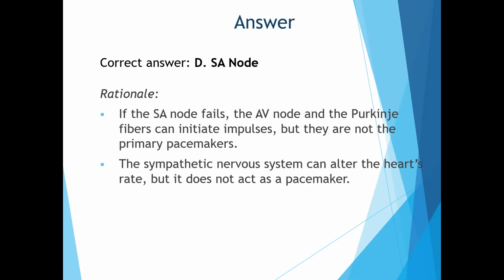If it were to fail, then technically the Purkinje fibers can initiate impulses. But as long as the SA node is healthy and functioning, they're not our primary pacemakers, and their rates fall kind of outside of what we would like our normal to be. So we really would prefer our SA node to stay in charge. And then our sympathetic nervous system, it can definitely alter heart rate, but it's not a pacemaker itself. But hormones and neurotransmitters from the sympathetic nervous system and endocrine system can definitely affect the heart rate.